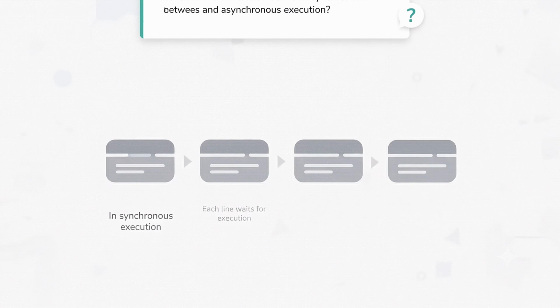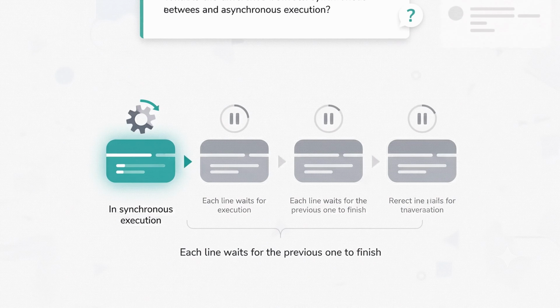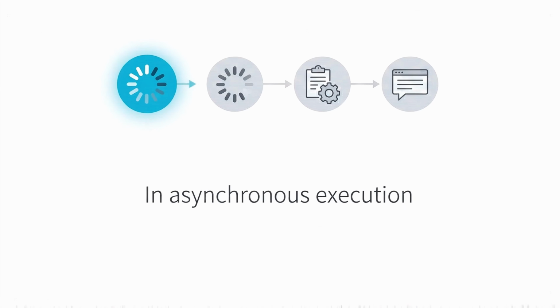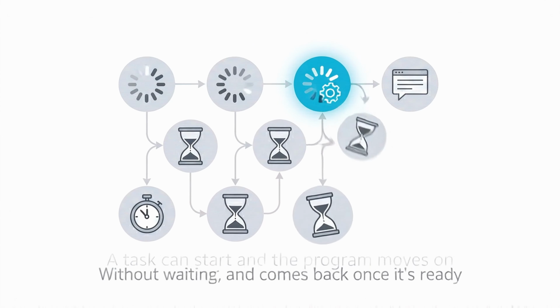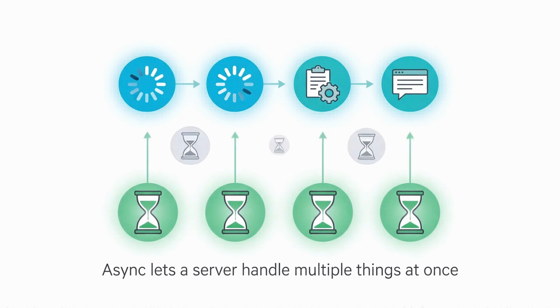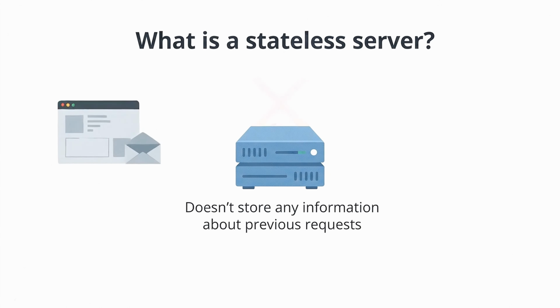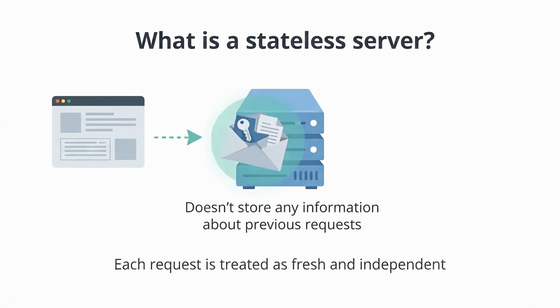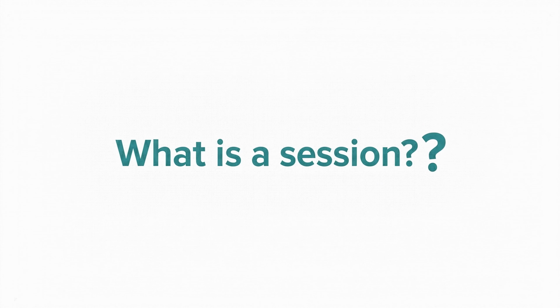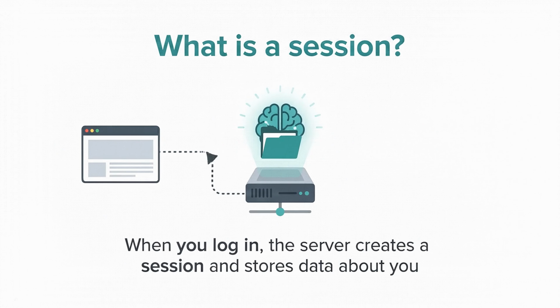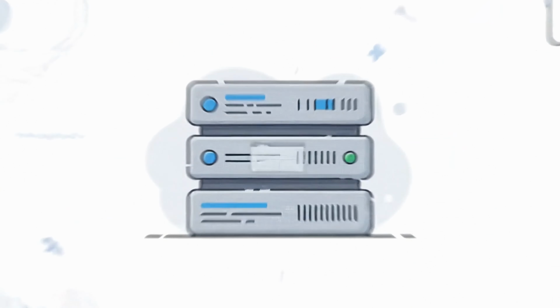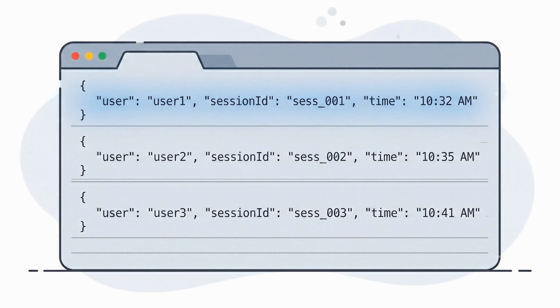What is the difference between synchronous and asynchronous execution? Synchronous execution is simply where each line waits for the previous one to finish. In asynchronous execution, a task can start and the program moves on to the next line without waiting, and comes back to handle the result once it's ready. What is a stateless server? A stateless server doesn't store any information about previous requests. What is a session? A session is a way for the server to remember a user across multiple requests. When you log in, the server creates a session and stores some data about you, usually on the server side.